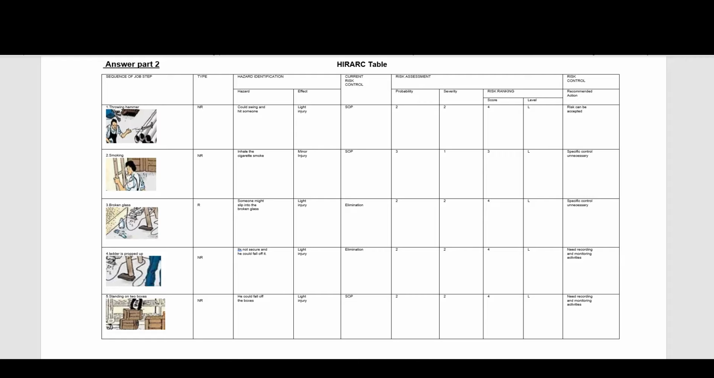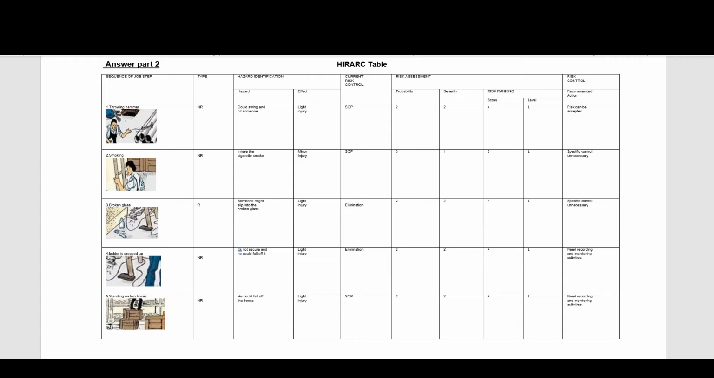And next is situation number 4, the ladder is propped up, and it is a non-routine activity. The hazard is it's not secure, and he could fall off it, and the effect is light injury. The current risk control is elimination. Then the probability is 2 and the severity is 2. So the score is 2 times 2 is 4, so the level is L. And the recommended action for risk control is need recording and monitoring the activities.